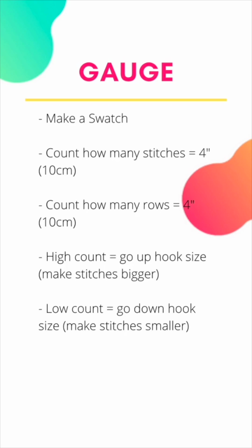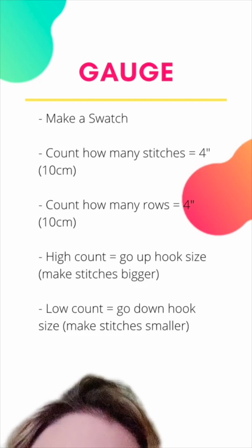You do that by making a swatch that's at least 4 inches or 10 centimeters. I would go a little bit bigger than that. And then you count how many stitches make up 4 inches or 10 centimeters, and how many rows make up 4 inches or 10 centimeters. If your number is higher than what's in the pattern, you go up a hook size, because that means your stitches are smaller, and if your number is lower, you go down a hook size, because that means your stitches are too big.